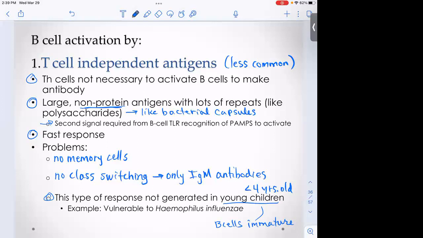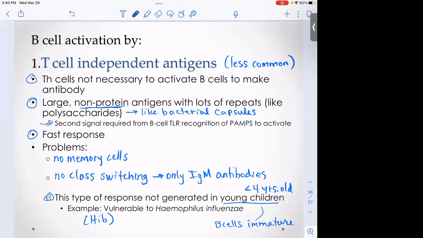Okay, so for whatever reason, a 2-year-old child wouldn't really make antibody at all to these pathogens. So they're particularly susceptible to pathogens that have T cell independent antigens. One example of that, something maybe you haven't heard of, is a bacteria called Haemophilus influenzae. It's why little kids get the Hib vaccine. That's one of the earliest ones that they get. It stands for Haemophilus influenzae B.